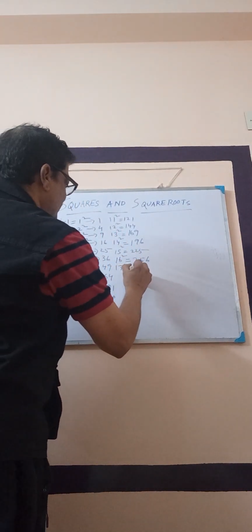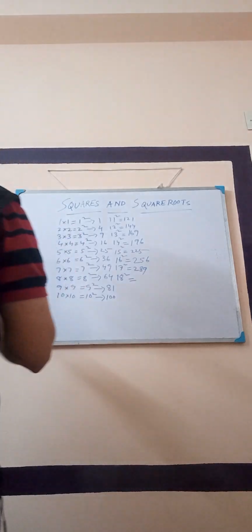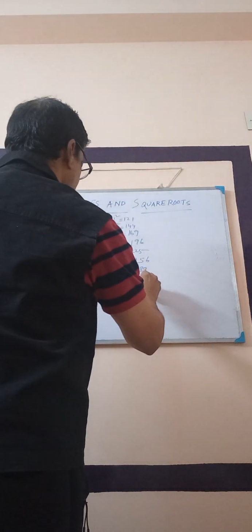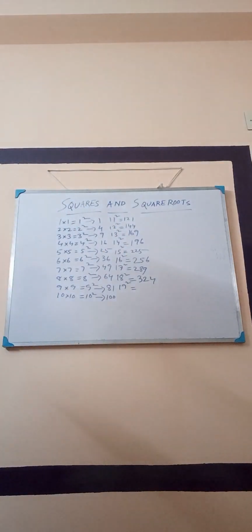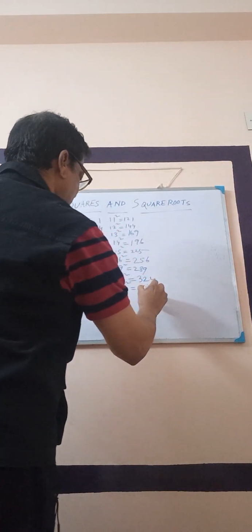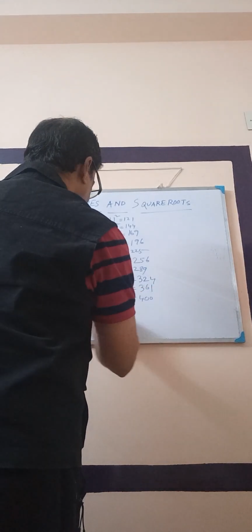Now what is 17 square? It's 289. What is 18 square? That is 324. What is 19 square? That is 361, and 20 square is 400.